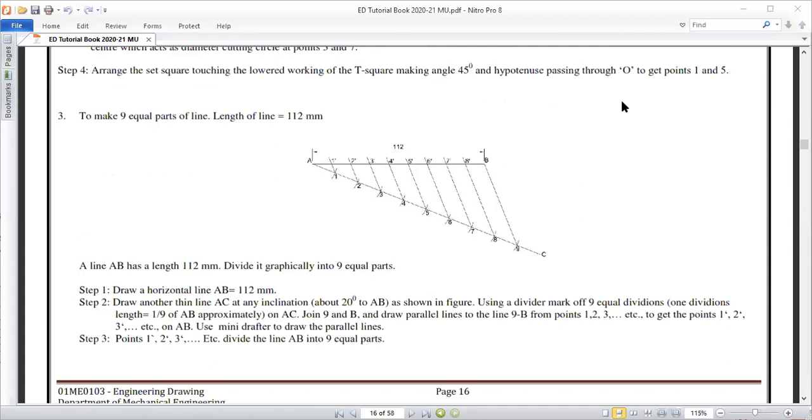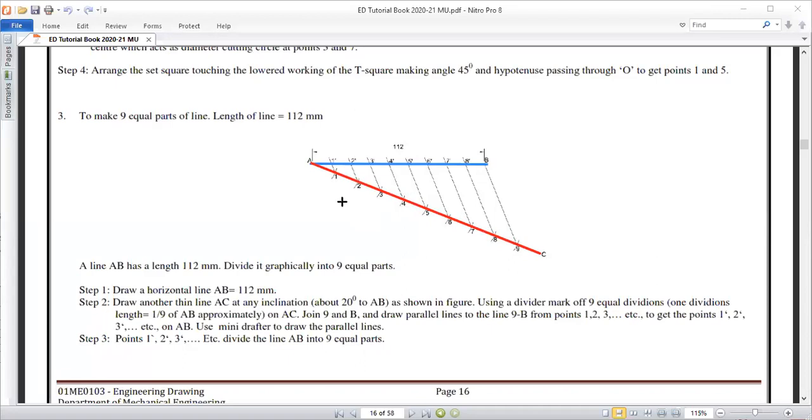Draw a line which we want to divide into 9 equal parts. So I have drawn one line AB with a length of 112 mm. This is step number one, to draw a single horizontal line. Now draw one more line at an angle of approximately 20 degrees. You can consider this as line AC.